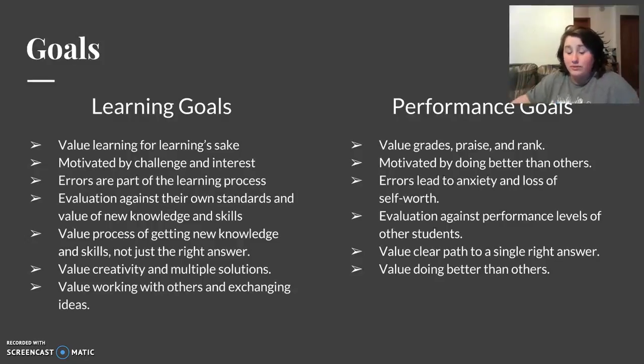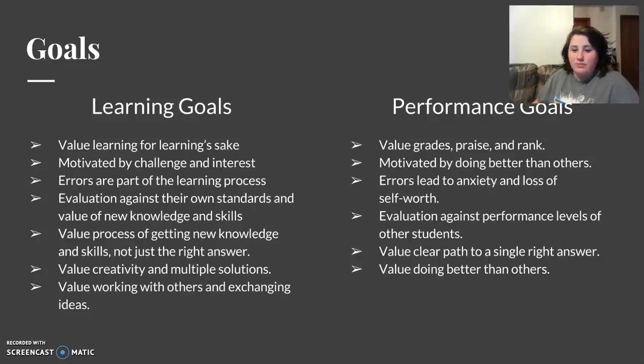Evaluation against performance levels of other students, that's kind of where the competition comes in again. They sit next to a kid, and that kid has an A in class, and they have an F. Well, they are like, well, according to them, I suck, so why should I keep trying?